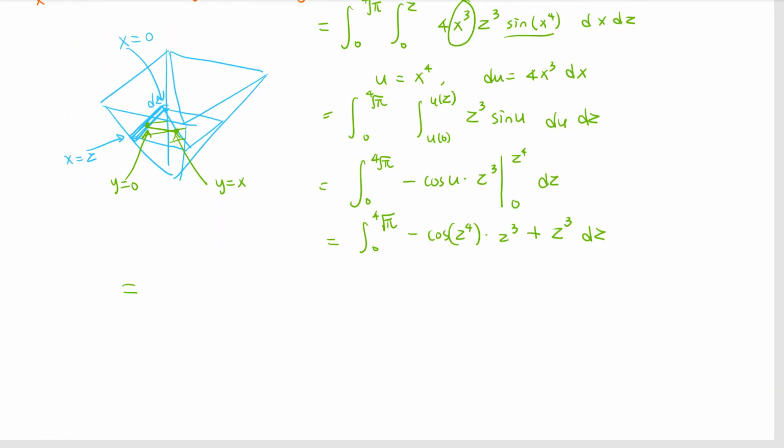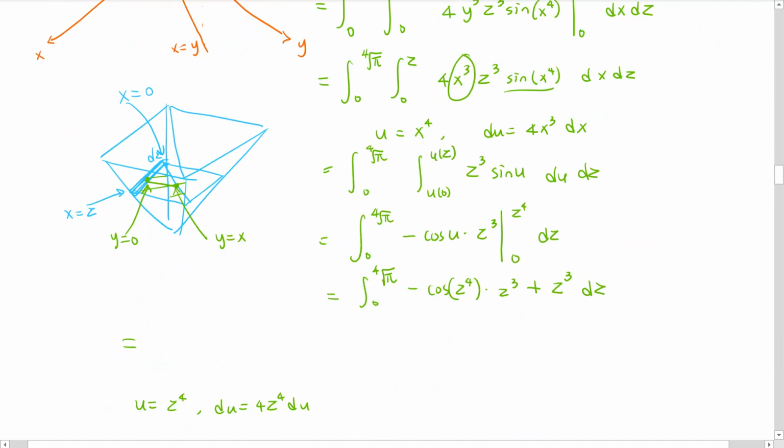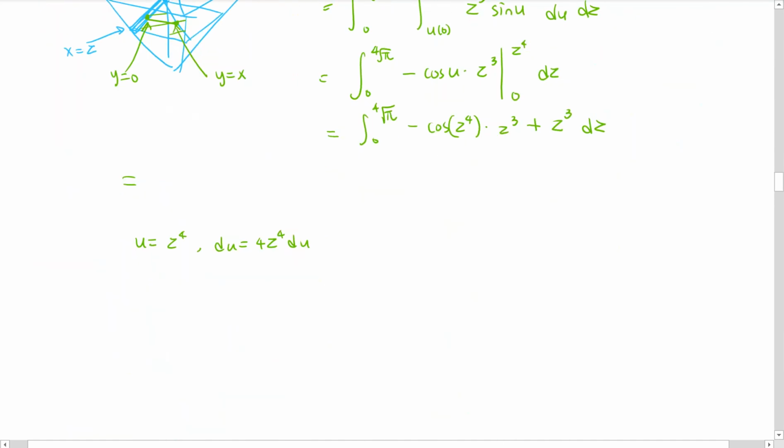Now let's integrate it. See, for this one, we can use u substitution again, right? Let u be z to the 4th, du will be 4z cubed dz. First of all, it's better to separate them, because for the z cubed dz, we don't want to do u substitution for that one. So let's separate them.